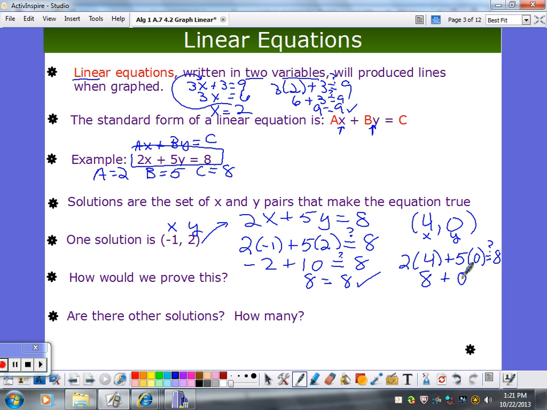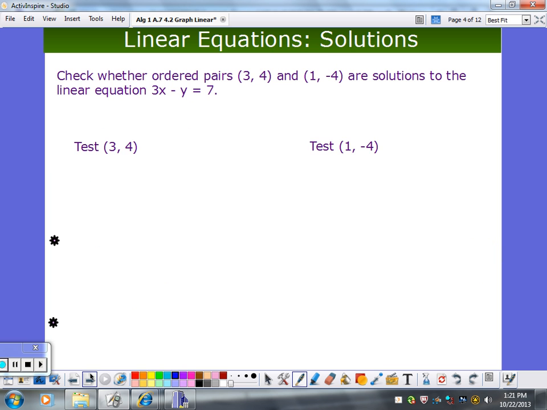Well, that's 8, and that's 0. Well, what's 8 plus 0? That's 8. So it works. So here's just another solution. We haven't seen that before. Let's look at another example. Maybe we can come up with how we get more than one solution.